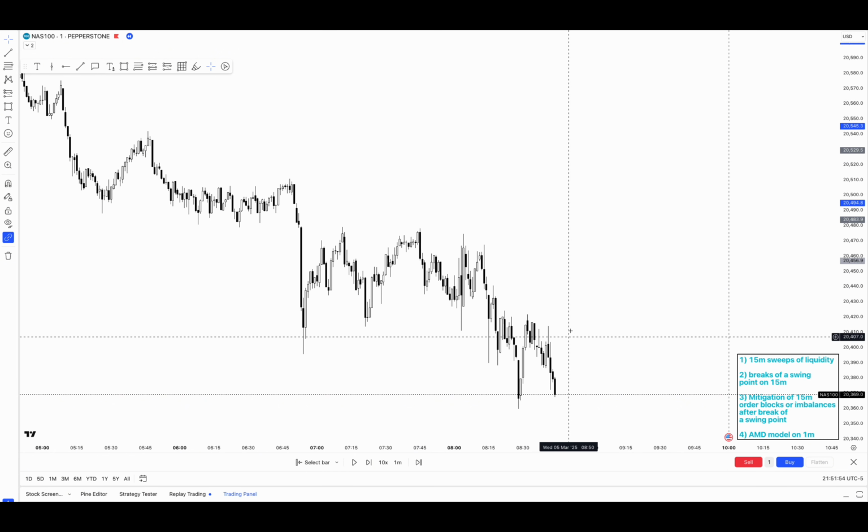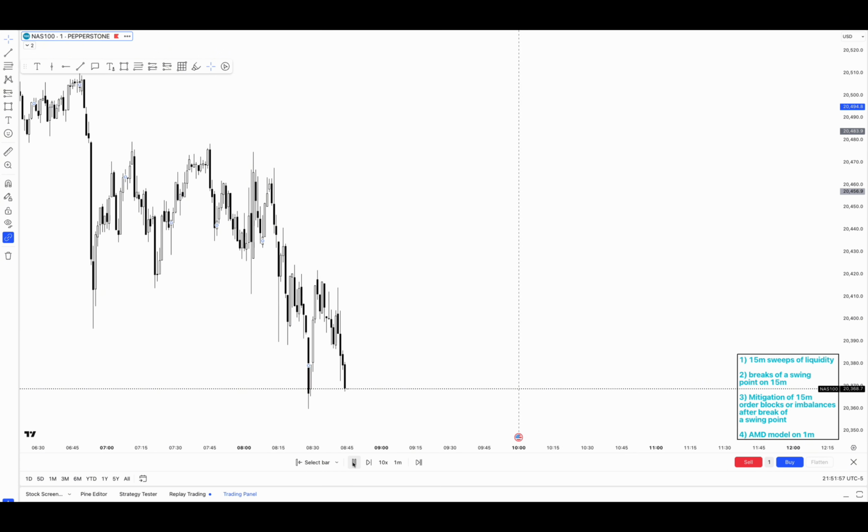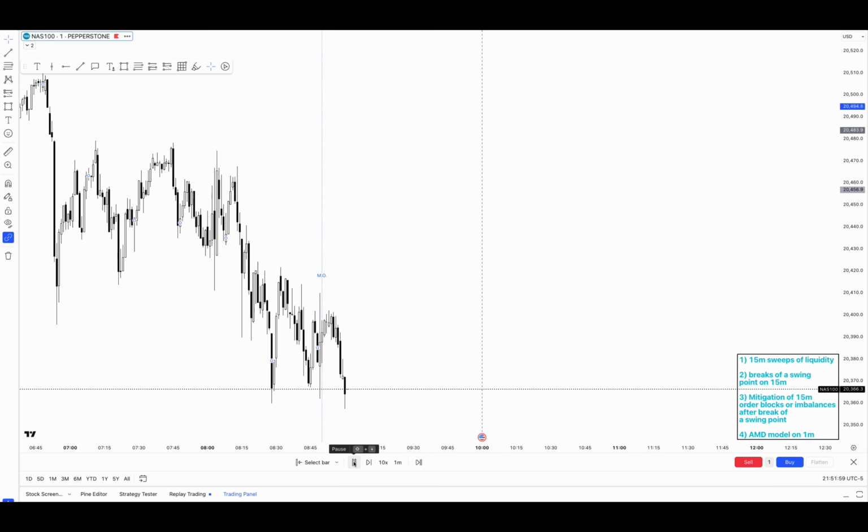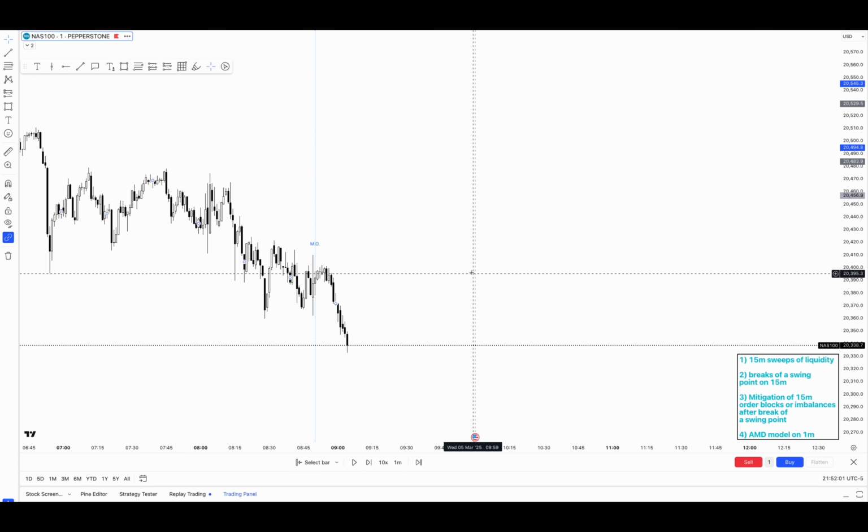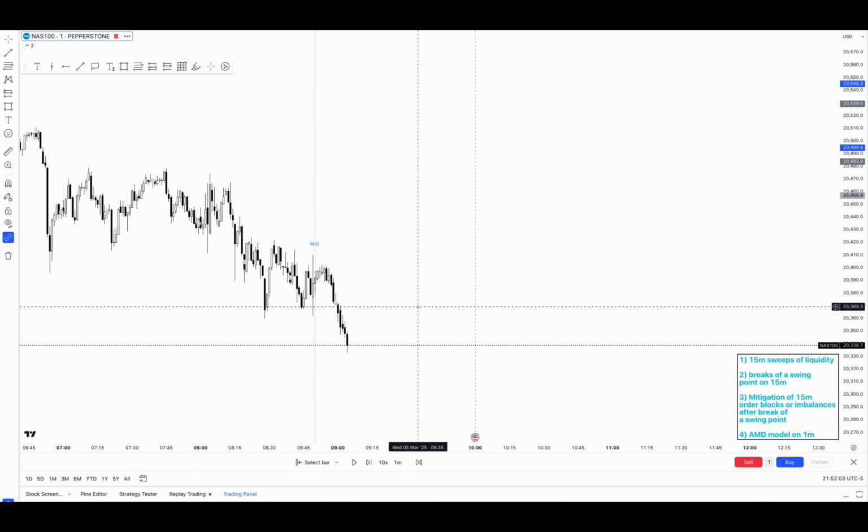Maybe we could do a continuation within the macro time frame, but I'm not too big on just doing continuations. I like doing the whole reversals and getting the whole move, or just doing that move before I do a continuation, but let's see.